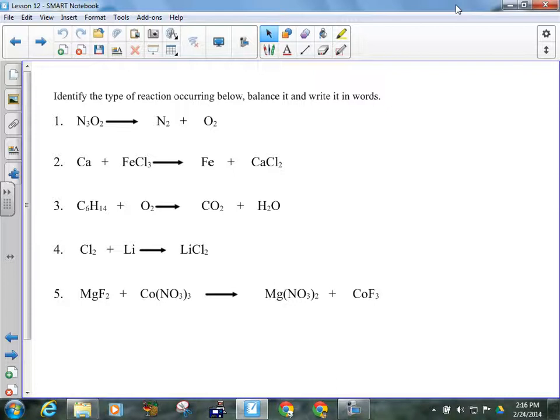All right, so first one, I have a chemical compound that is not reacting with anything other than itself. So it is breaking down into its 2 elements. What kind of reaction does that? Right, simple decomposition. So we would write that this is a decomposition reaction. Anytime a single compound breaks down into 2 or more pieces, it's a decomp reaction.